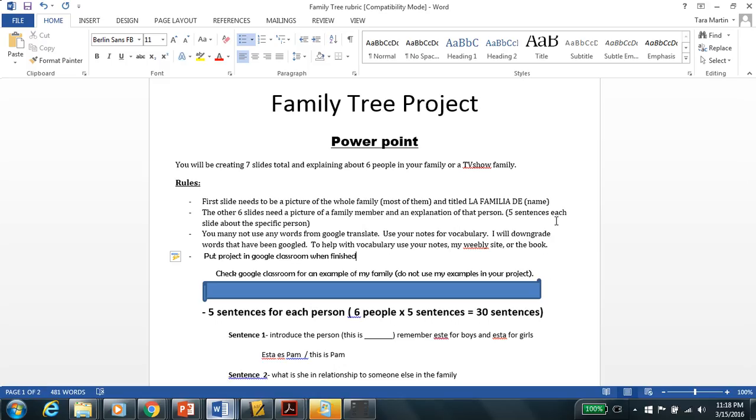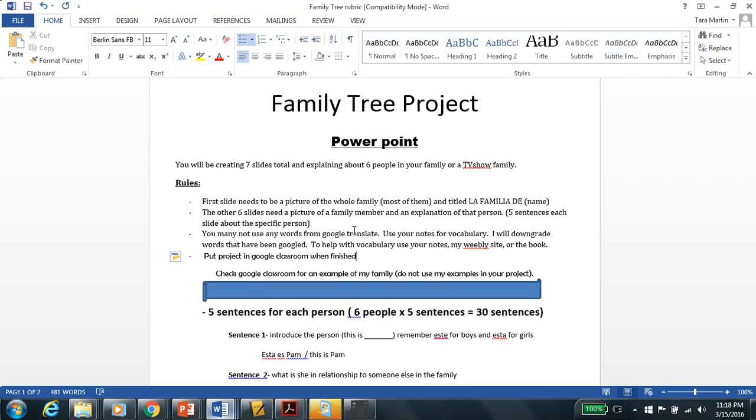Your next 6 slides are going to be people in that family. So the next slide after that, let's say I picked Marge. Okay. Once I've picked Marge and I have a picture of Marge up on that slide, I'm going to put 5 sentences about Marge to describe her. Okay. And then I move on to Maggie and I have 5 sentences about Maggie. And then I have my next slide and that would be Bart and I have 5 sentences about Bart and so on and so on. You're going to explain 6 people.